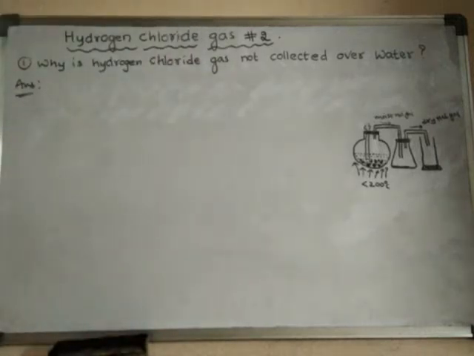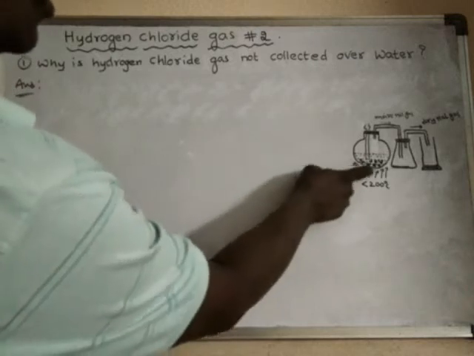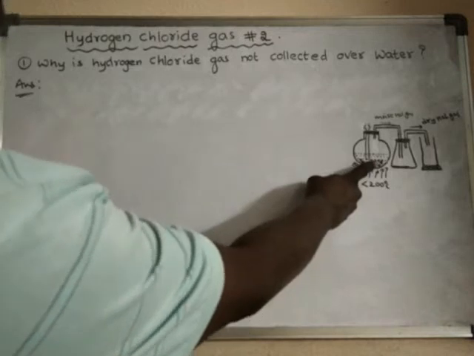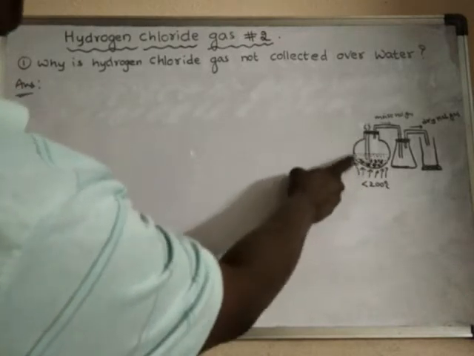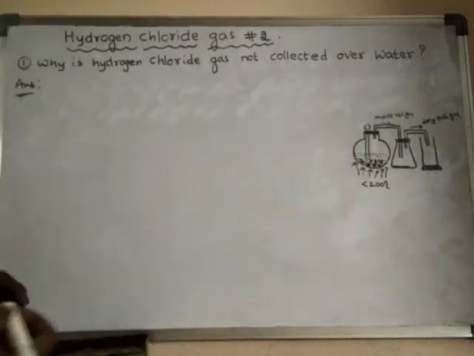We were learning about hydrogen chloride gas. We have seen the laboratory preparation method of hydrogen chloride gas, and there is something left over, so we will continue with that. In the preparation of hydrogen chloride gas, we have taken sodium chloride rock salt into the round bottom flask, and we have poured concentrated sulfuric acid into this one.